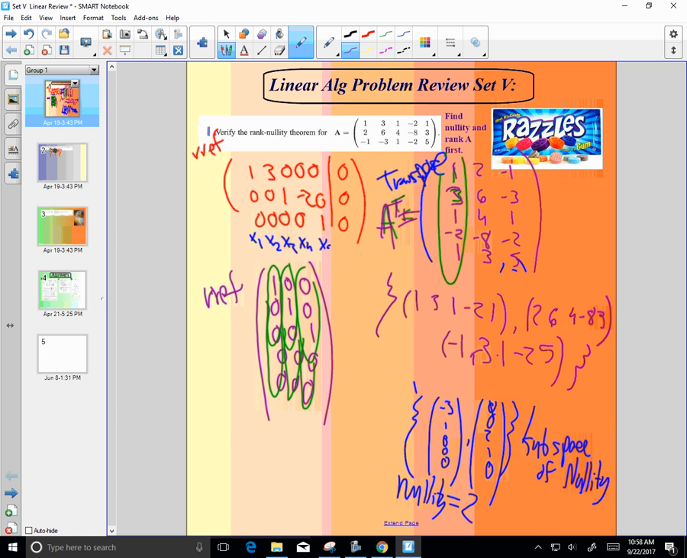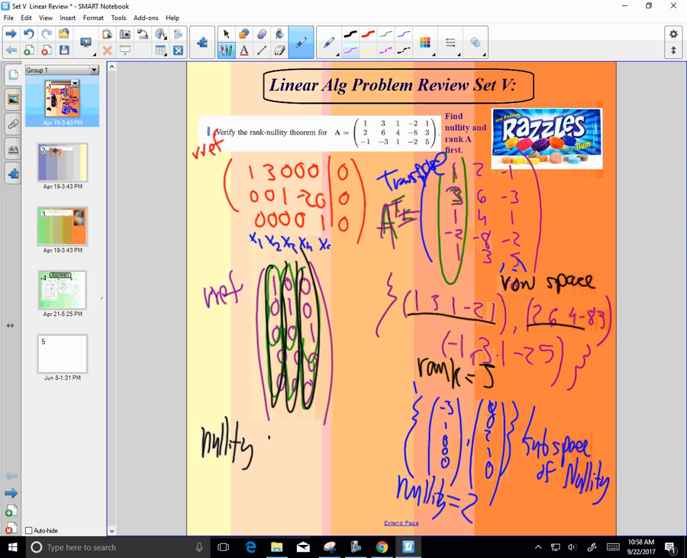And this is called the row space. And how many of those are there? 3. Because you got 3 of these. The rank is 3. And what's the nullity plus the rank of A? 2 plus 3 equals 5.